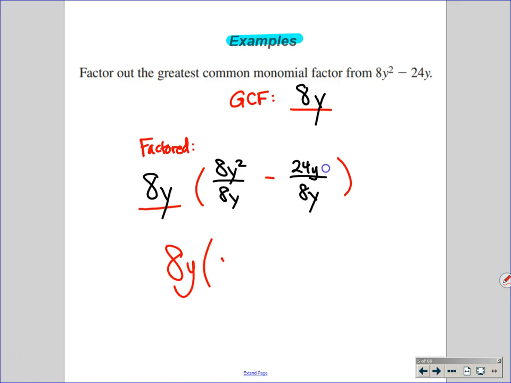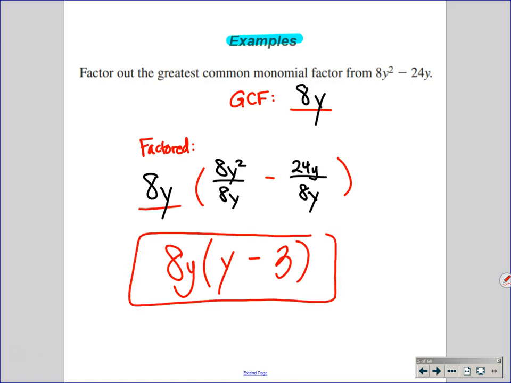1y. Minus, take away the y. And 24 divided by 8 is 3. Wow. There you go. Woo! All right. We're pulling out a GCF.